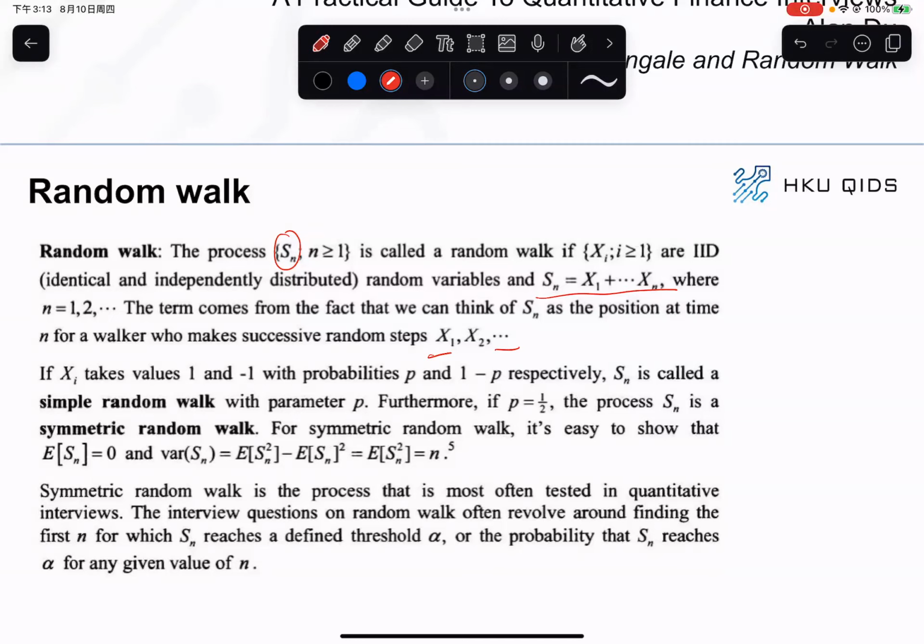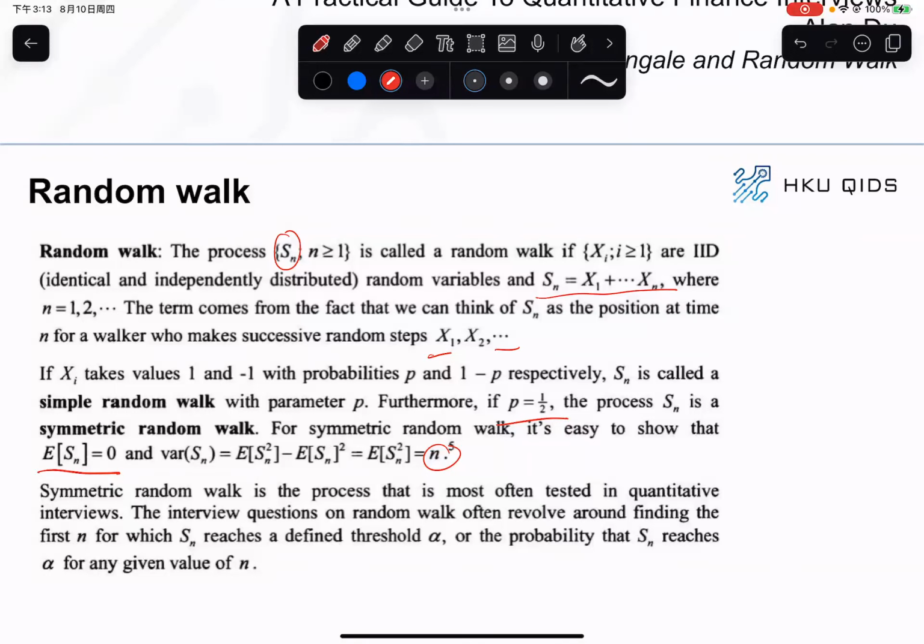Furthermore, if the probability is the classic 1/2, this S_n process is called a symmetric random walk. It is easy to show that the expectation of the sum S_n is 0, because there is equal probability of 1 and -1, and the variance is just n itself. This means the longer the random walk lasts, the larger the variance is. It is related to the time it has accumulated.